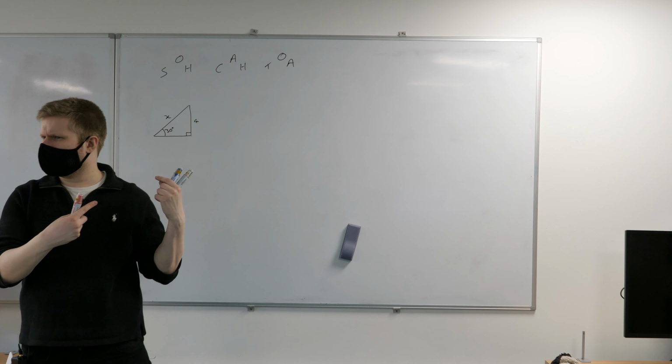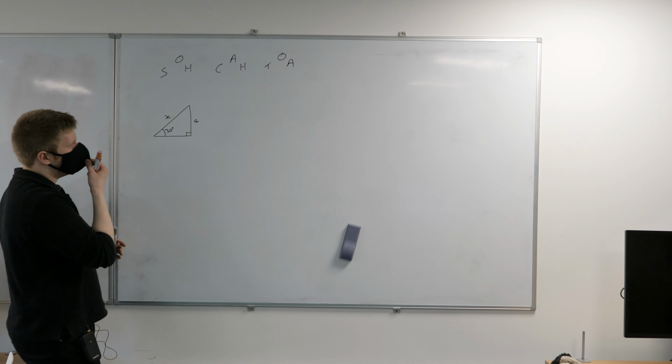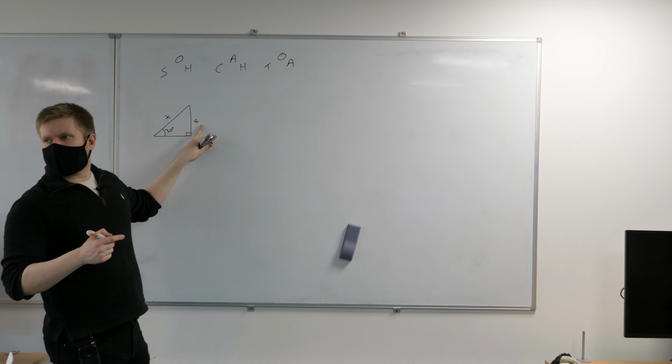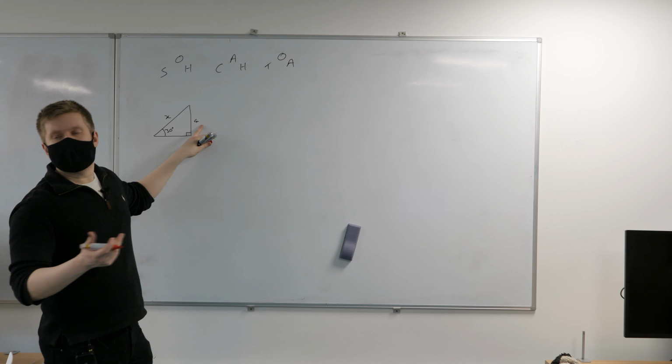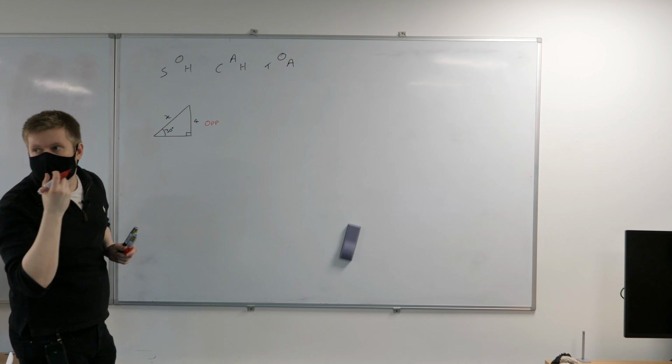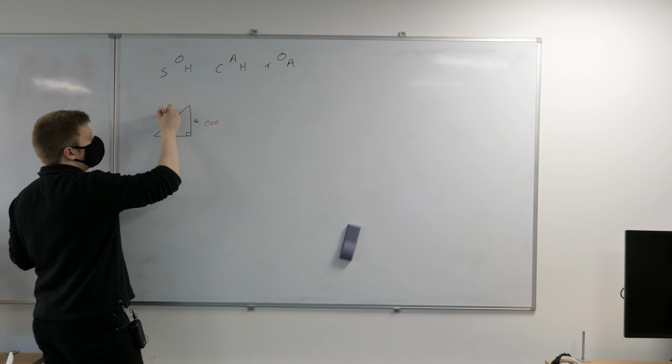Have you seen this before, by the way? Yes, you've done all this before. Okay, we'll go through this really quickly then. So if that's the angle which I'm interested in, what would I label that side as? Opposite, adjacent, hypotenuse? Good. So I'm just going to write OPP for short. What do I label that side as? The H. Yeah, the hypotenuse or the H, that's fine.